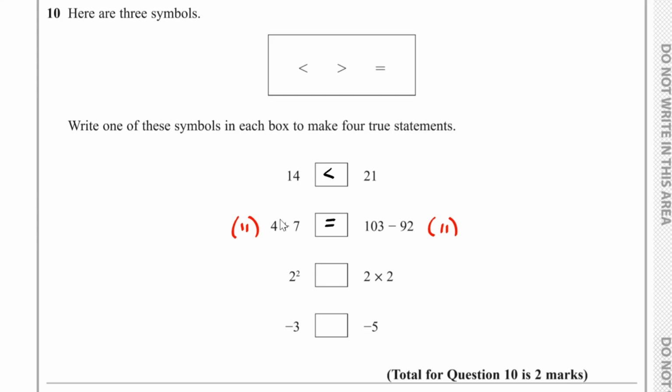2 squared, that's 4. And 2 times 2, that's also 4, so here we have another equals. And here we have minus 3 and minus 5. Well, if we think of these in terms of temperatures, minus 5 is a colder temperature than minus 3. So therefore here, minus 3 is greater than minus 5.